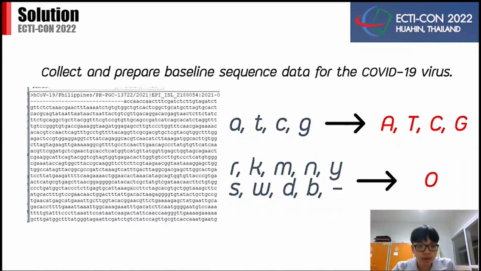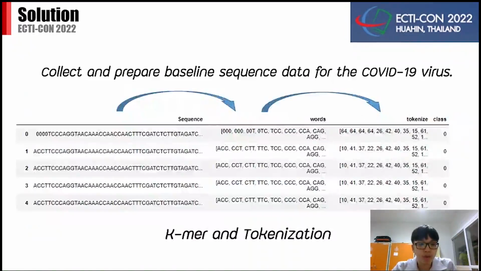So we will adjust the letters A, T, C, G to uppercase and adjust R, K, M, N, Y, S, W, D, B, dash to 0. Then we will convert the dataset from the previous step to Keras and tokenization to adjust the format information to be ready to continue training the model.